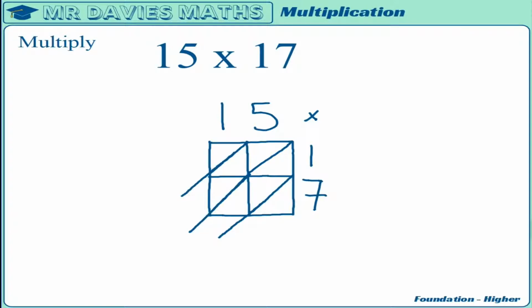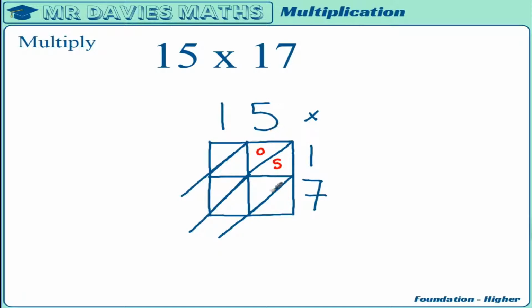Right, this is how I multiply with a Chinese grid. I'm going to do 5 times by 1. 5 times by 1 is 5. So I'm going to put 0, 5. And what that means is the top left-hand corner is where I put my tens, and the bottom right-hand corner is where I put my units. So 0 tens and 5 units.